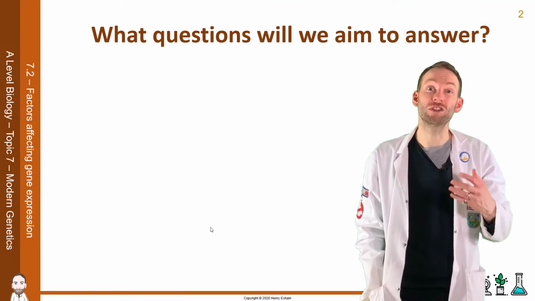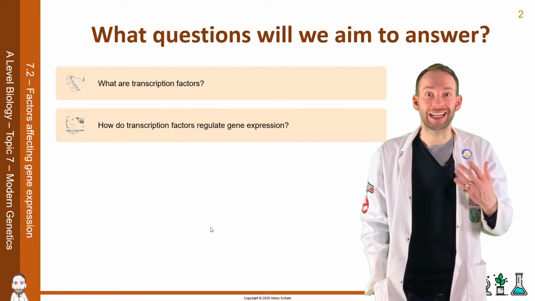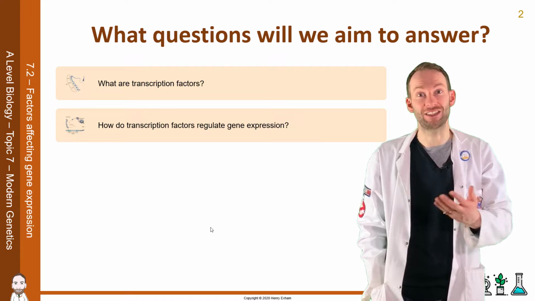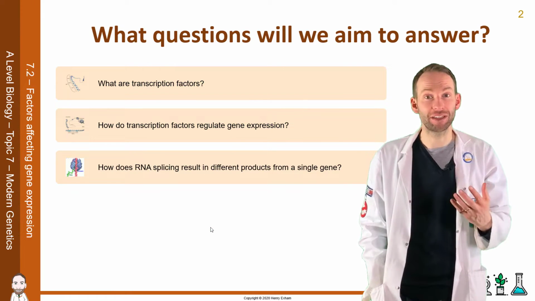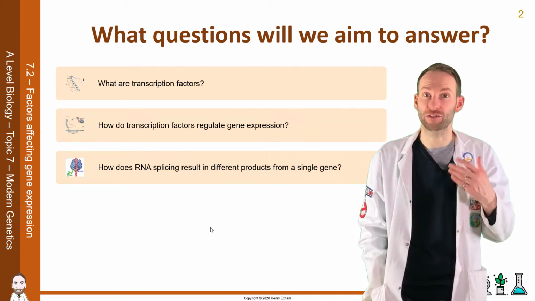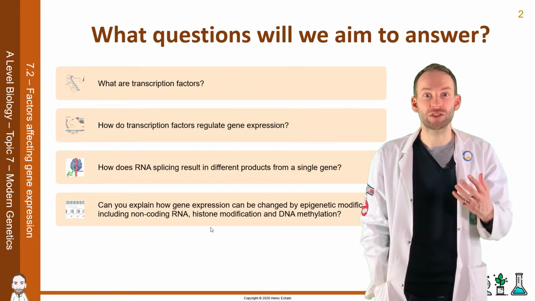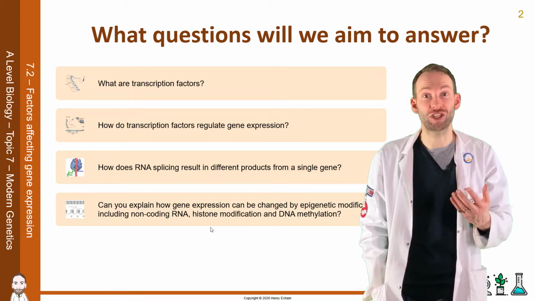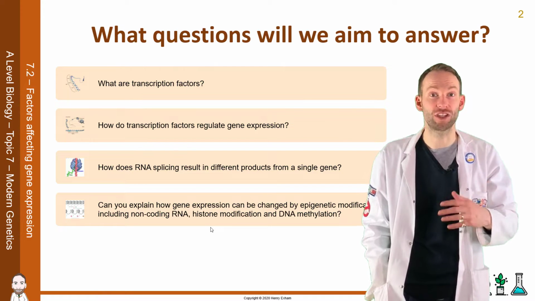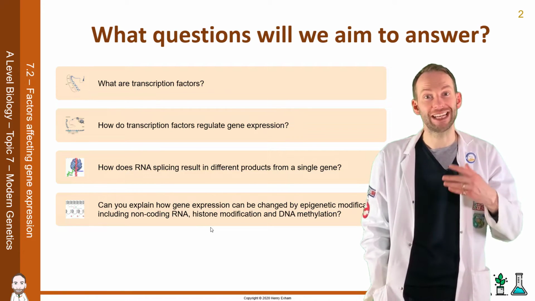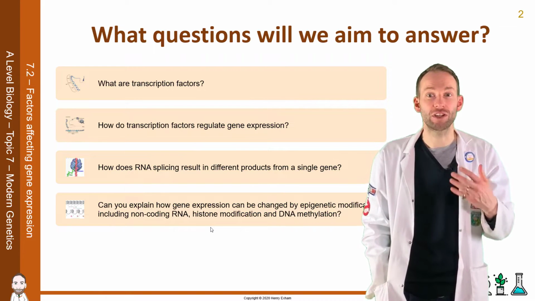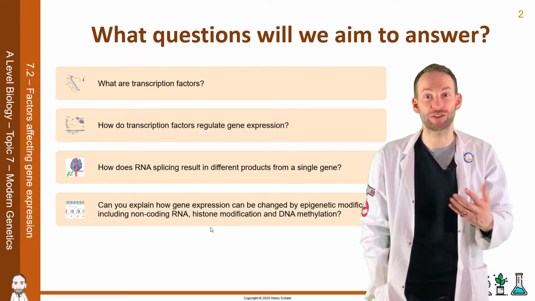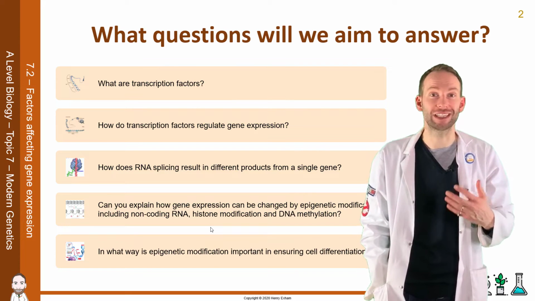So in this lesson we're going to learn what transcription factors are and how transcription factors regulate gene expression. We're going to also look at how RNA splicing results in different products from a single gene. And we're also going to look at how gene expression can be changed by epigenetic modification, including non-coding RNA, histone modification, and DNA methylation. And we're also going to look at in what ways epigenetic modification is important in ensuring cell differentiation.